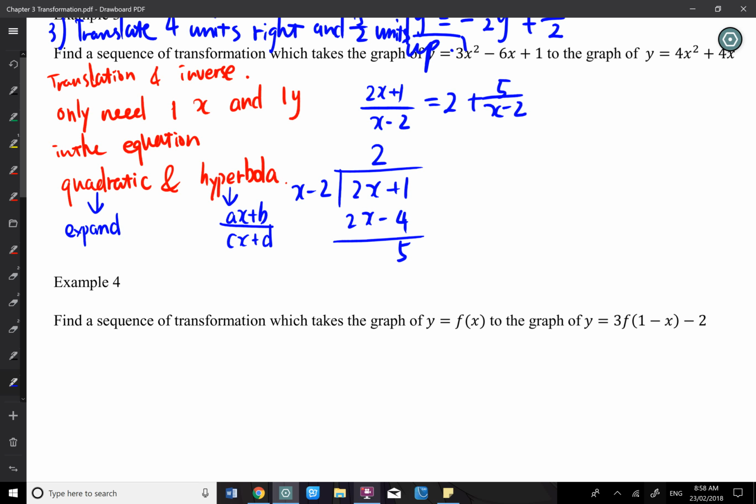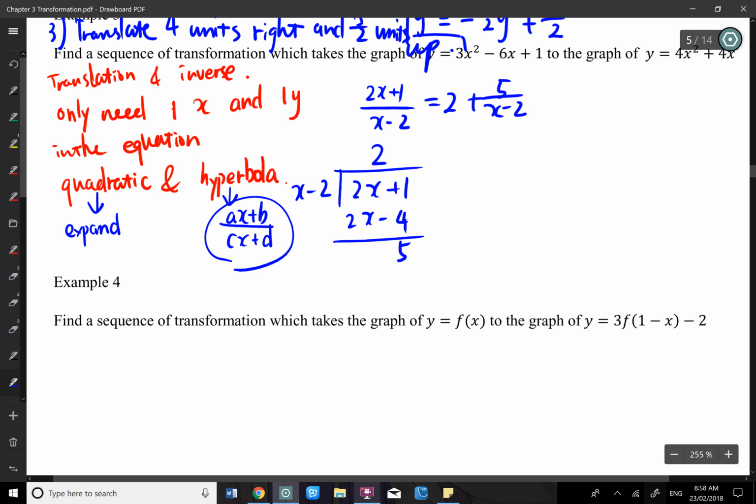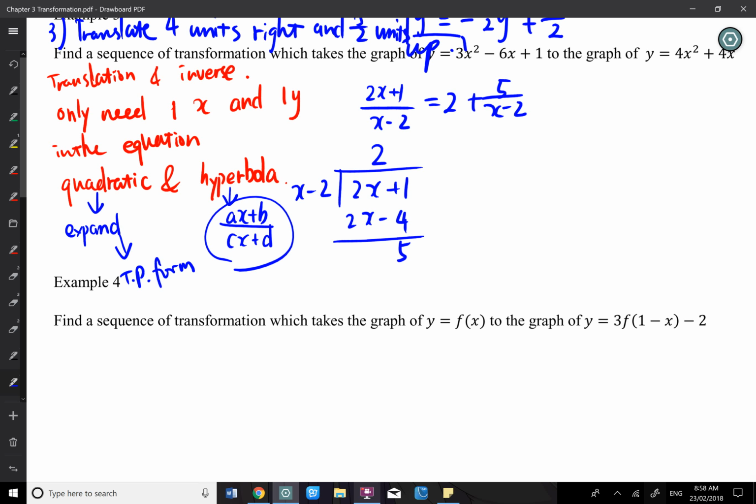So that's the only two possibilities. They can ask you to convert the form first and then do either inverse or transformation. All the other functions only have one x and one y. You won't have more than one x or one y. So that's the only two exceptions. For the hyperbola, you can use long division to make it into the right form, and for the quadratic it's turning point form. Completing the square makes it into the turning point form. That's what you need to do before you do inverse and transformation.